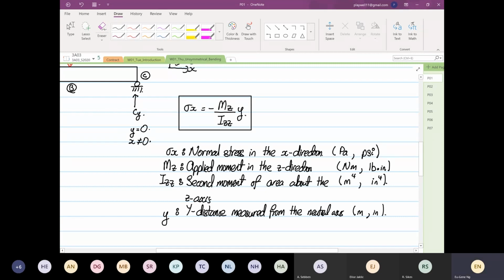Now, a lot of questions have been asked about what we mean by second moment of area. Second moment of area is basically resistance to bending. If someone were to ask you what you mean by second moment of area, for this formula it is very specific: it is basically the resistance to bending.